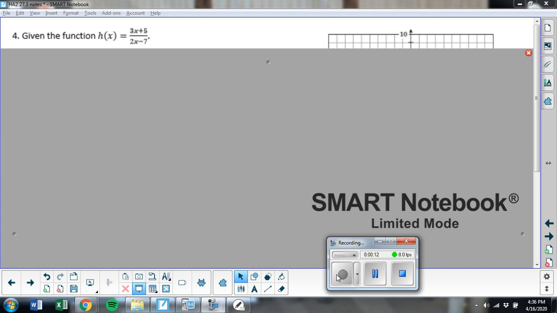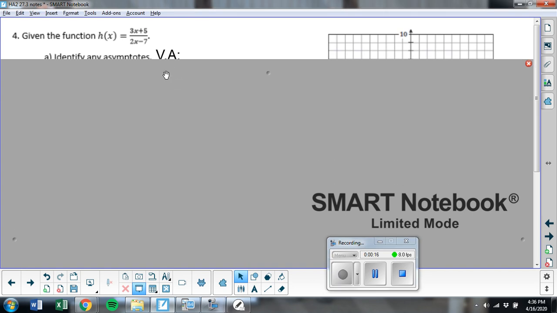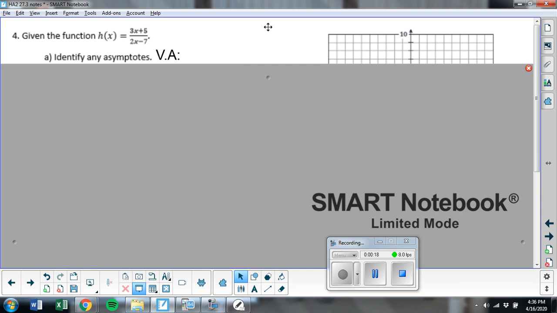Part A is find the asymptotes. Let's start with vertical asymptotes. For a vertical asymptote, that's up and down, that's an x value. Let's look at this function. What x can I not have? I can plug any x in the numerator. I can't have any x in the denominator.